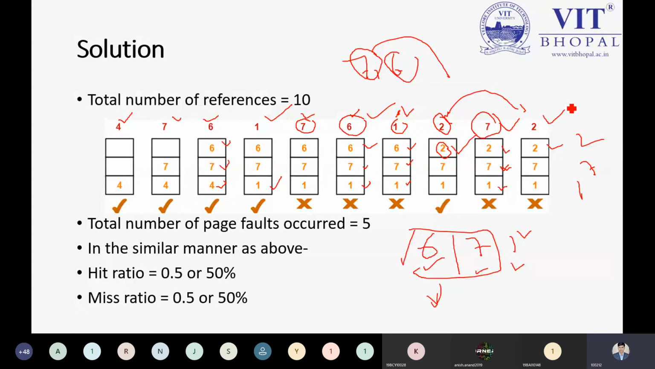This is the sequence. That's why we have a hit ratio of 50% and a miss ratio of 50%, because the total number of page faults occurring is equal to the total number of misses. So that is 5. So we have 50% among the total number of references. Those are 10. So 5 divided by 10. So we got the value 50%. So now this is the solution.